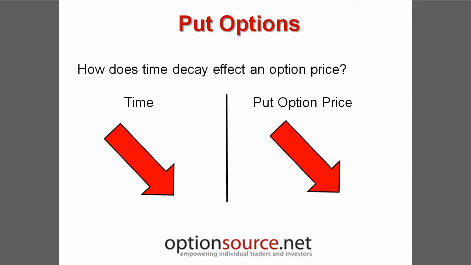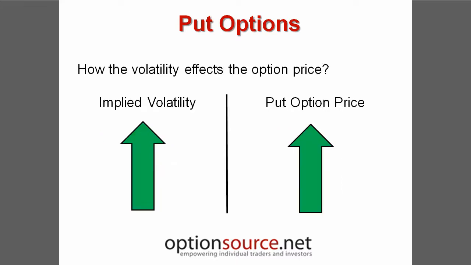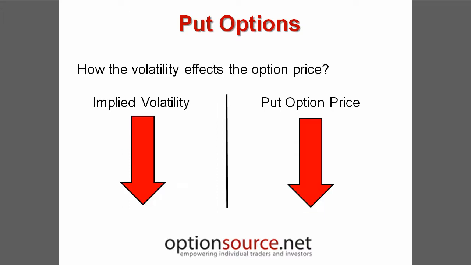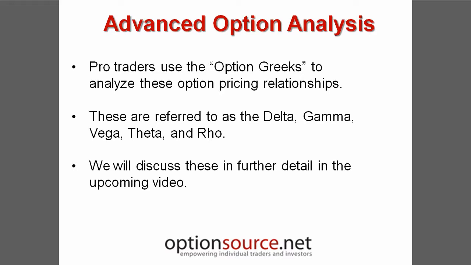As more time passes, the time value component of the option price decays. Similarly, when we look at the effects of implied volatility on the put option price, the same simple relationship becomes evident. As the implied volatility increases, the put option price also increases. As the implied volatility decreases, then the put option price also decreases. As mentioned, all of these variables have been assigned specific names. This concept is discussed further in the Option Greeks video.